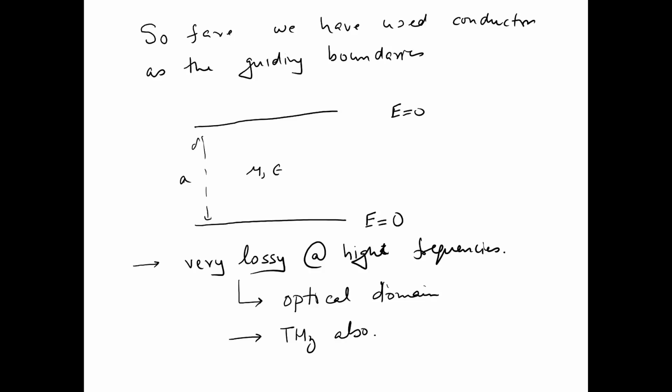So we cannot really use these waveguides in the optical domain. We can't use these waveguides when we are trying to send light through them. And that's something you naturally know. If I shine light onto a conductor, the conductor will become really hot. It'll absorb all that light and it'll start becoming really hot. That's something you have probably observed in your daily lives.